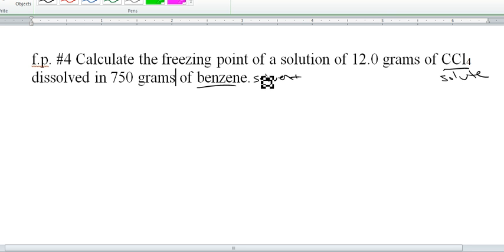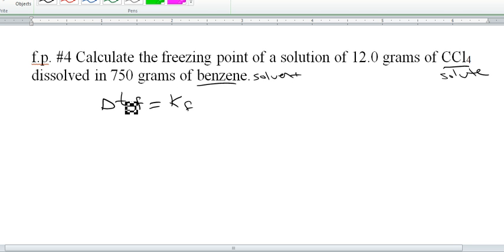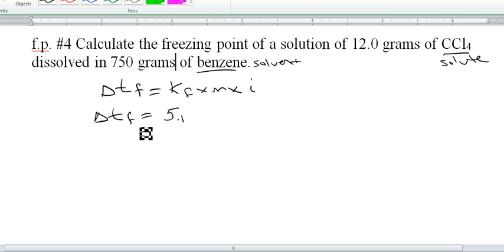And if we're calculating the freezing point, we need to remember the change in temperature for freezing is equal to the Kf times molality times this i value, which is the number of particles it dissociates into, if it does. And so we don't know what the change in freezing point is. For the Kf value, it depends on the solvent. So we need to go to our table and find benzene. The Kf value for benzene is 5.12 degrees Celsius per molal.